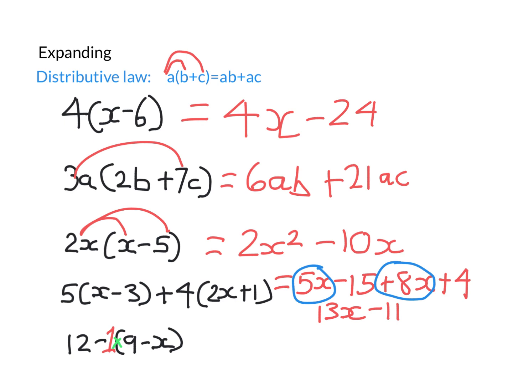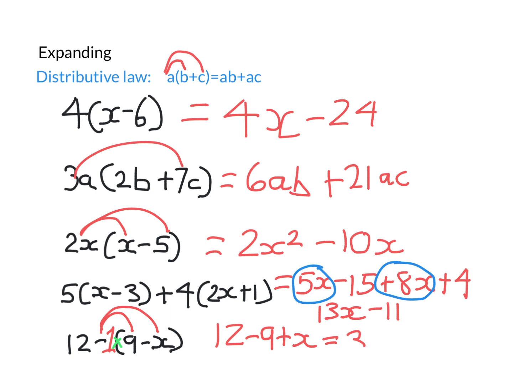So I'm going to leave the 12 alone for now. I go negative 1 times 9 is negative 9. I also need to distribute the negative 1 to the negative x. Negative 1 times negative x is positive x. Negative times a negative is positive. So I've got 12 minus 9 plus x.